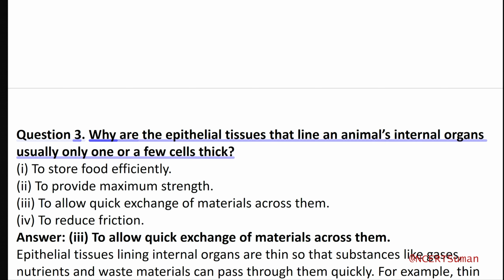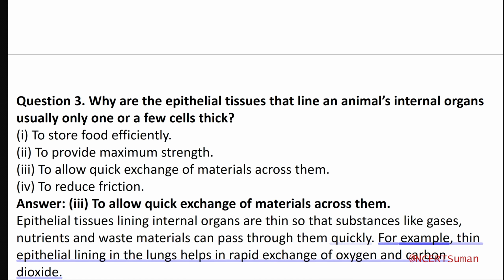Question 3. Why are the epithelial tissues that line an animal's internal organs usually only one or a few cells thick? 1. To store food efficiently. 2. To provide maximum strength. 3. To allow quick exchange of materials across them. 4. To reduce friction. Answer: 3. To allow quick exchange of materials across them. Epithelial tissues lining internal organs are thin so that substances like gases, nutrients, and waste materials can pass through them quickly. For example, thin epithelial lining in the lungs helps in rapid exchange of oxygen and carbon dioxide.